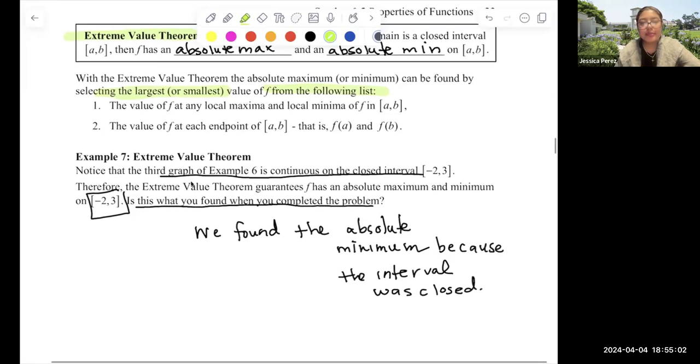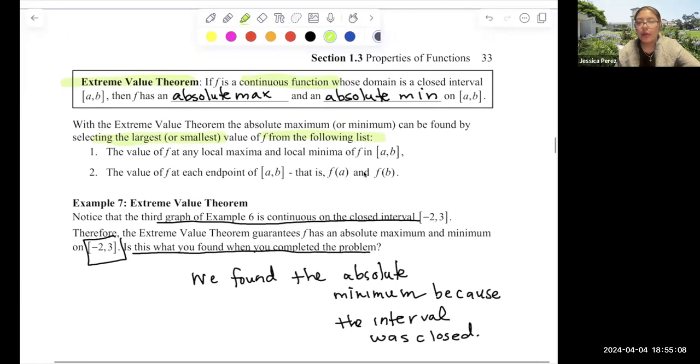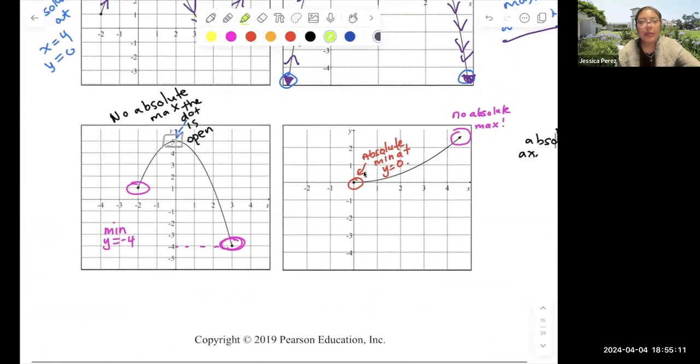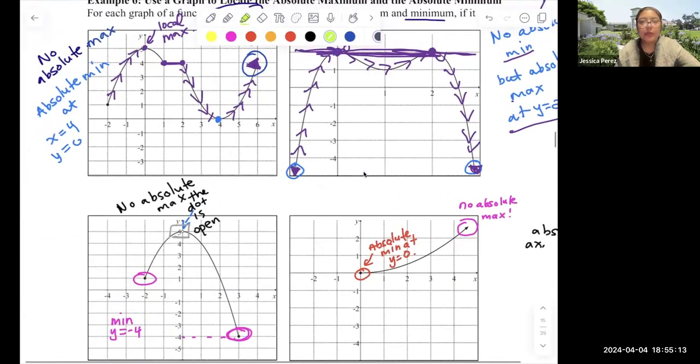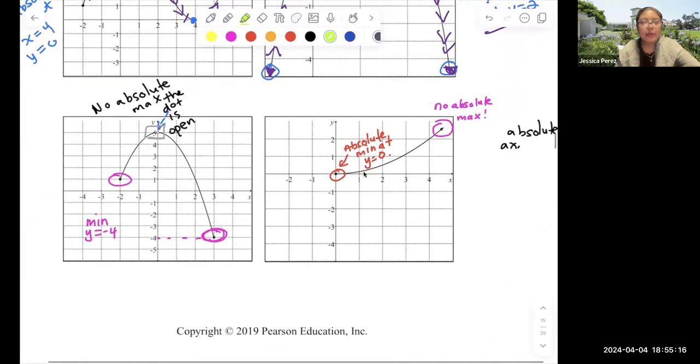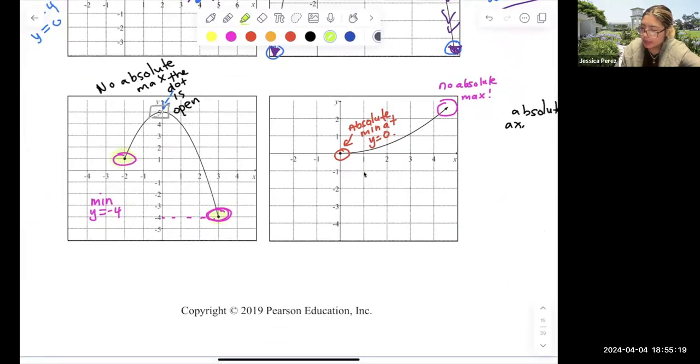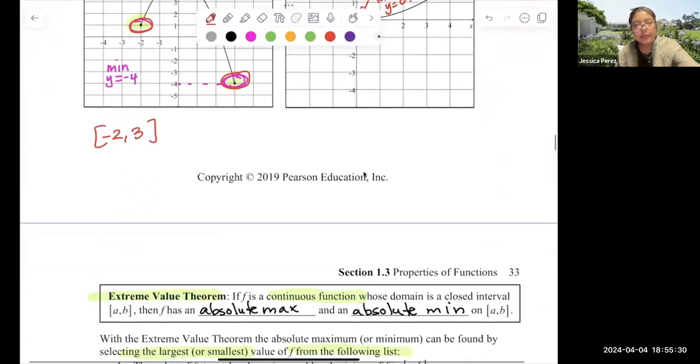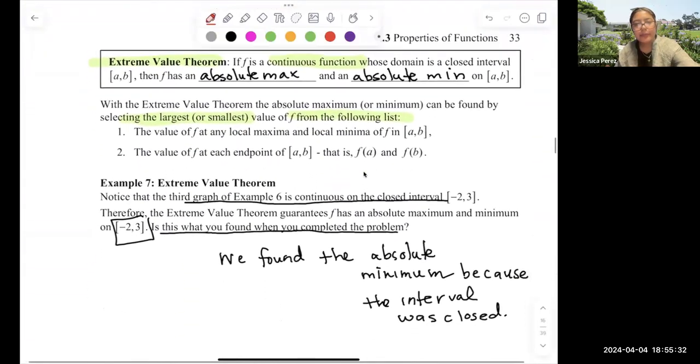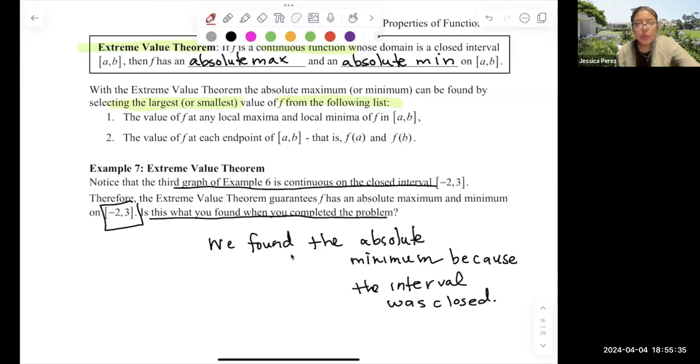So if we look at example 7, notice that the third graph of example 6 is continuous over a closed interval. So they're talking about this one. There is a closed interval from -2 to +3. And that means that when we substitute, we knew that we had either an absolute max or an absolute min. Why? Because there's a closed interval.